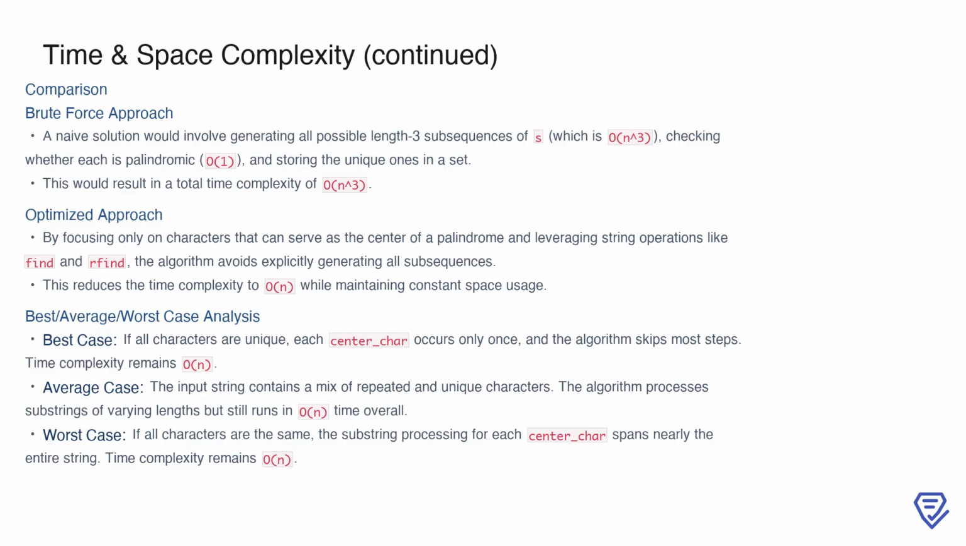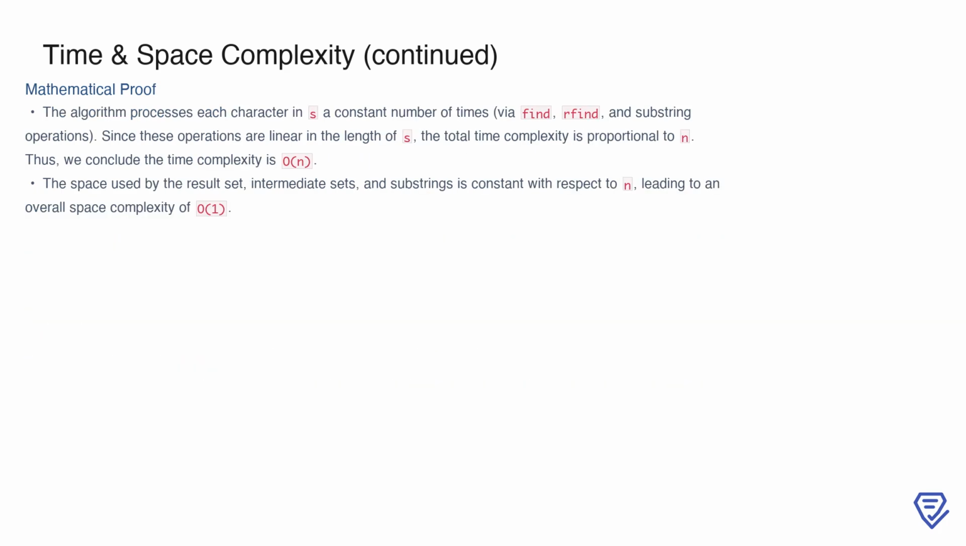In the best case, where all characters are unique, many steps are skipped. In the average case, the input contains a mix of unique and repeated characters, and substrings of varying lengths are processed. Even in the worst case, where all characters are identical, the time complexity remains linear due to the efficient substring handling. To conclude, the time complexity of the algorithm is O(n), because each character in the input string is processed a constant number of times.